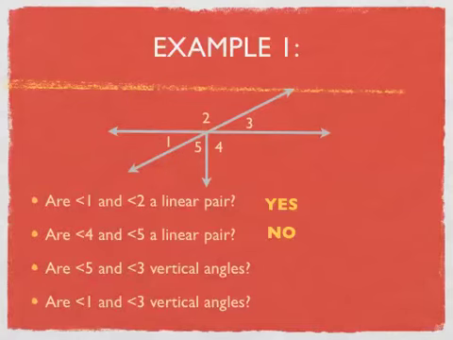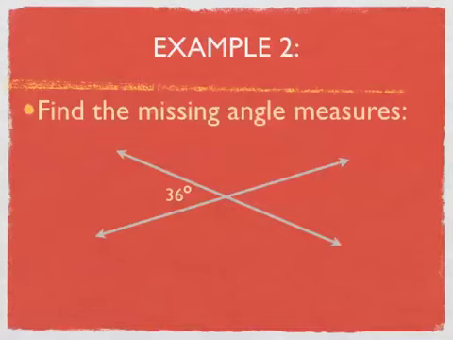The third question asks, are angle 5 and angle 3 vertical angles? Angle 5 and angle 3 are not vertical angles because they do not have two sets of opposite rays or straight lines. Their rays are not forming straight lines. Now if we look at angle 1 and angle 3, those are vertical angles because I do have opposite rays. Because angle 1 and angle 3 are vertical angles, we can also say that they are congruent or have the same measure.